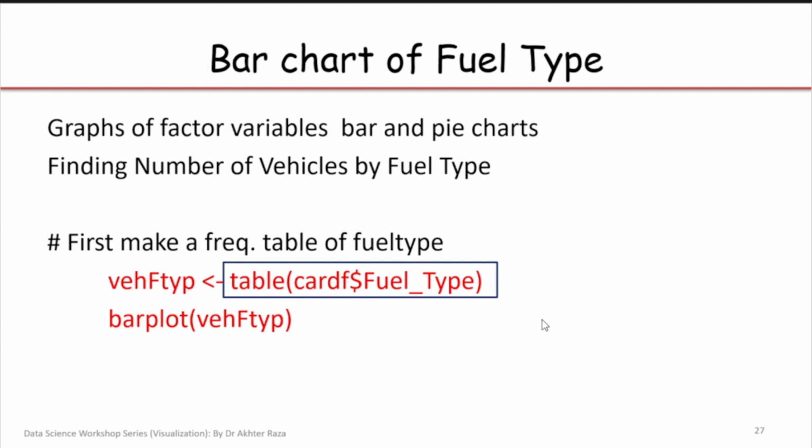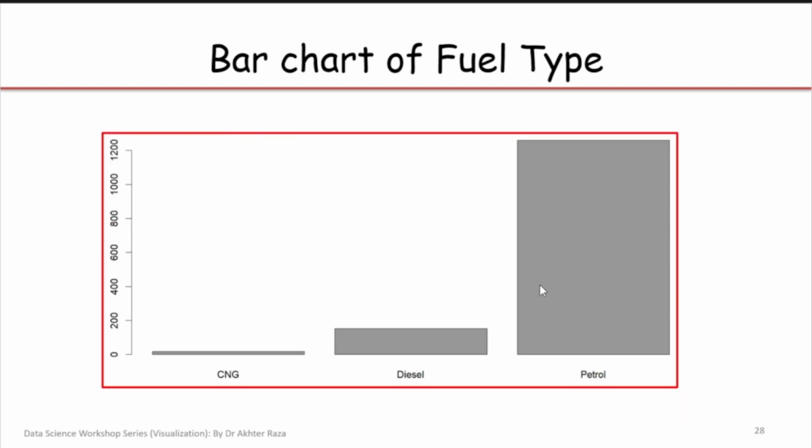For the bar chart command, I provide the vehicle F type, the new table created by the previous command, to the barplot. This will create a bar chart of vehicle fuel types. So there are 3 fuel types: CNG, diesel, and petrol. How many cars are on CNG, how many on diesel, how many on petrol? This is indicated by this plot.